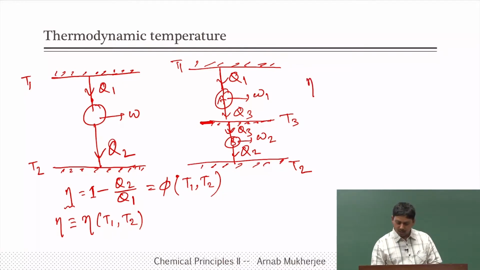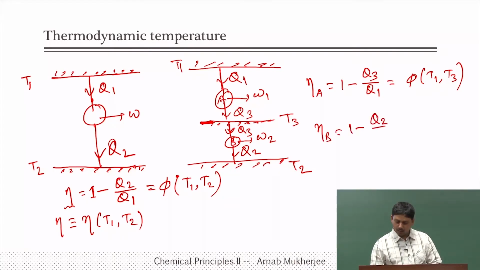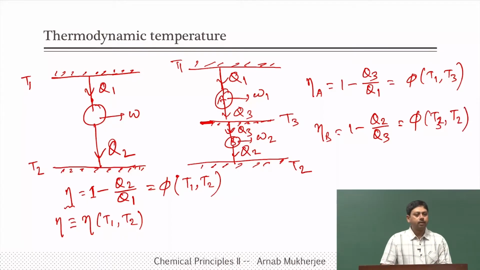Now, if you calculate the efficiency of engine A, what are you going to get? 1 minus Q3 by Q1, and this is a function of T1 and T3. Similarly, eta B, the efficiency of the second engine, is 1 minus Q2 by Q3. Therefore, we can say it is a function of T3 and T2. We are writing first high and then low.